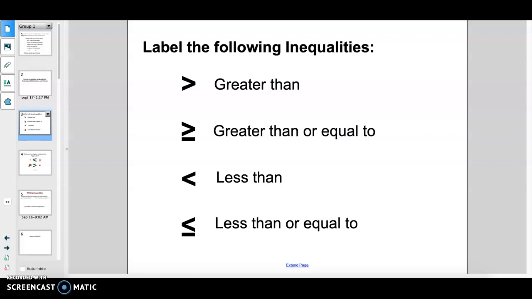This week is all about inequalities. So just a reminder, your basic inequality signs. We've got a greater than sign, a greater than or equal to sign, where you just add that line underneath it, a less than sign, or a less than or equal to sign. So hopefully you have some trick to help you remember which is which.